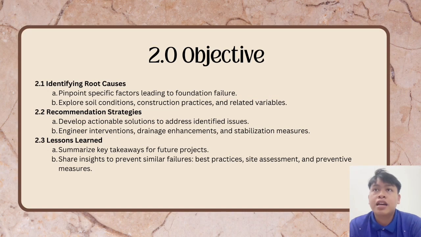So let's move to the next slide, 2.0 Objective. 2.1 Identifying root cause. A. Pinpoint specific factors leading to foundation failure. B. Explore soil condition, construction practice, and related variables. 2.2 Recommendation strategies. A. Develop actionable solutions to address identified issues. B. Engineer interventions, drainage enhancements, and stabilization measures.